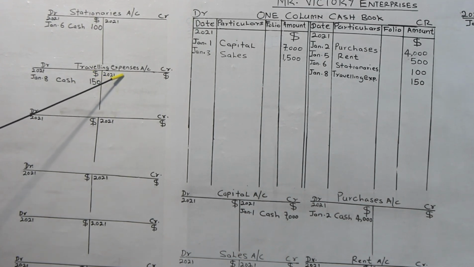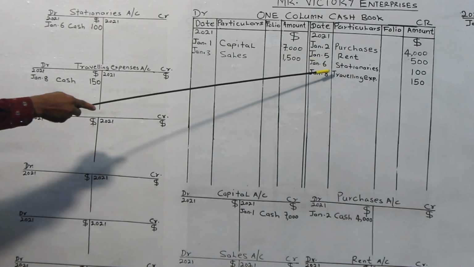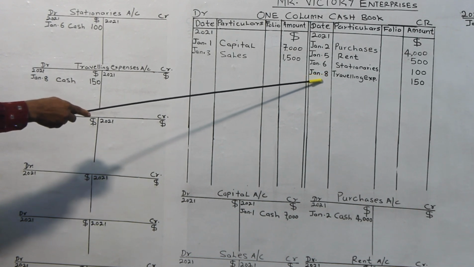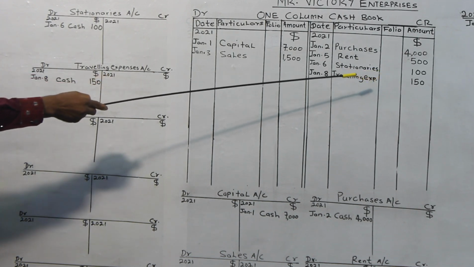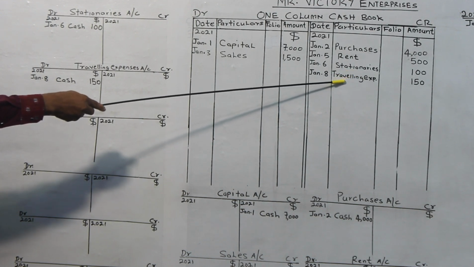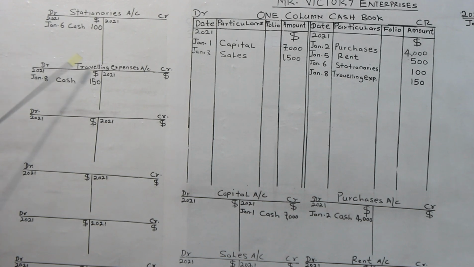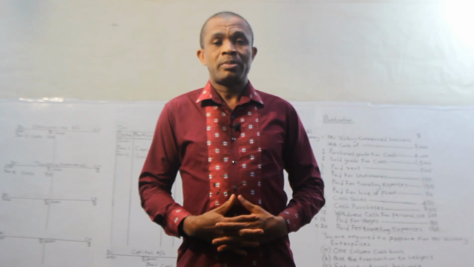So we debit the traveling expenses account with $150 on January 8th, 2021. Of course, the source of the money is cash, represented by cashier. Then, we credit the cashier on January 8th with $150 given out as a result of traveling expenses. So in this transaction, the traveling expenses account is debited while the cash account is credited with $150 given out in respect of traveling expenses.